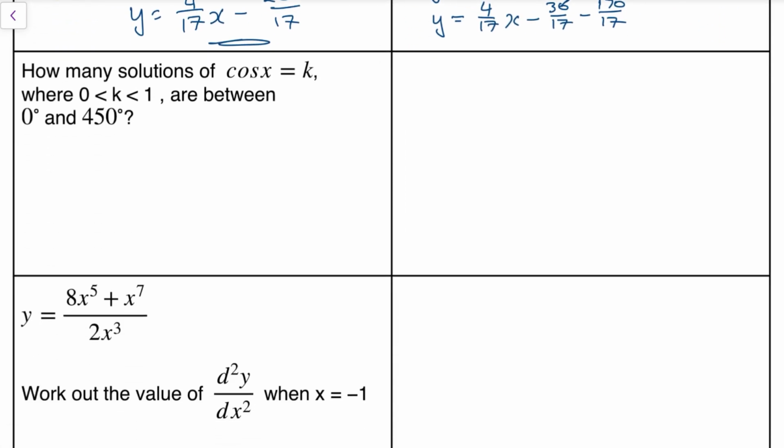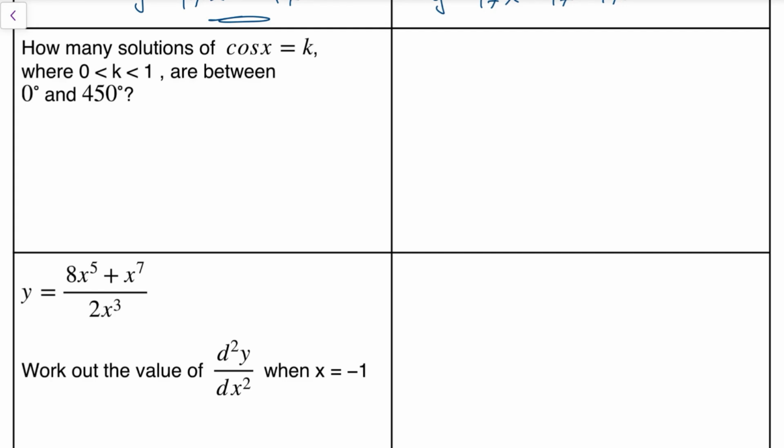Next question. How many solutions of cos x equals k are there between 0 and 450? Oh, clever. Okay, so 90, 180, 270, 360, 360 plus 90 is 450. And then it's going to be 1, 0, minus 1, 0, 1, 0, which I can then join up to be, let's try and draw it fairly neatly, like this.